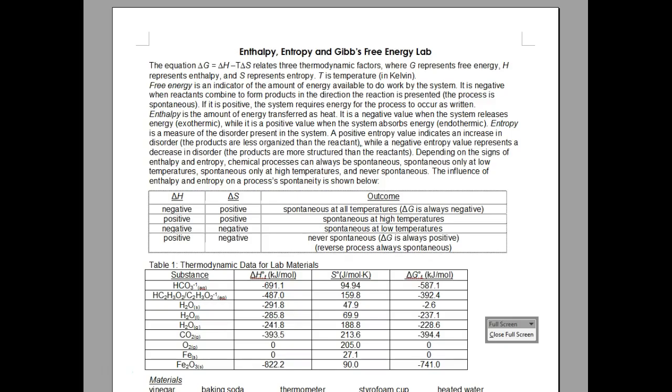Alright, and I've shown you here a chart you can use to determine when reactions will be spontaneous, when will they never be spontaneous, and then when processes will be spontaneous at lower temperatures and when they'll be spontaneous at higher temperatures. I've also given you a chart of values. The enthalpies of formation for these different substances, the free energies of formation, and then the entropy values for the different substances you used in this lab. Okay?